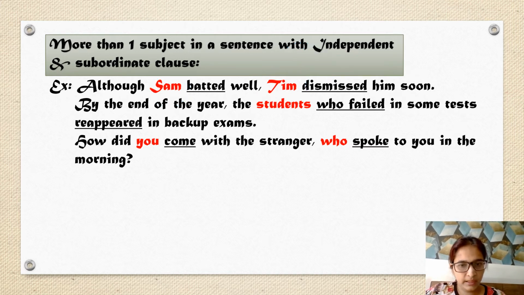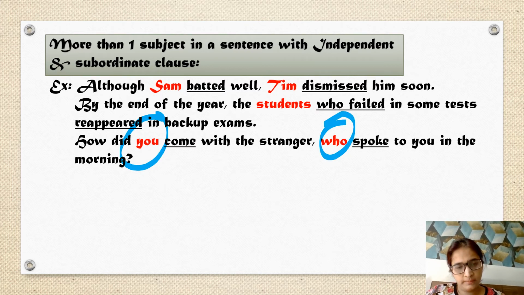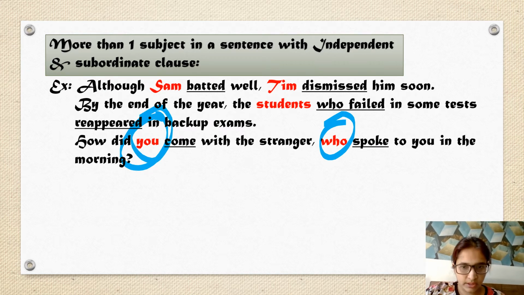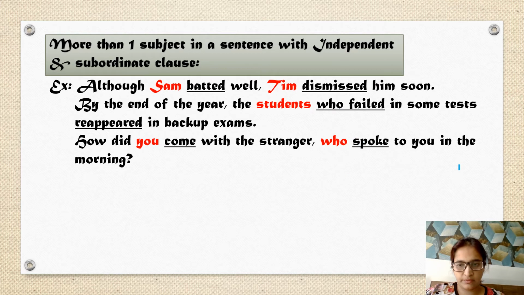Now similarly, let's come to the last example. "How did you come with the stranger who spoke to you in the morning?" In this case, "you" and "who," both of these are the subjects in the two clauses. Firstly we are talking about you, who came with the stranger, and then we are talking about the stranger who spoke to you in the morning. So again, this is an example of more than one subject in an independent and a subordinate clause. Now this case is over.